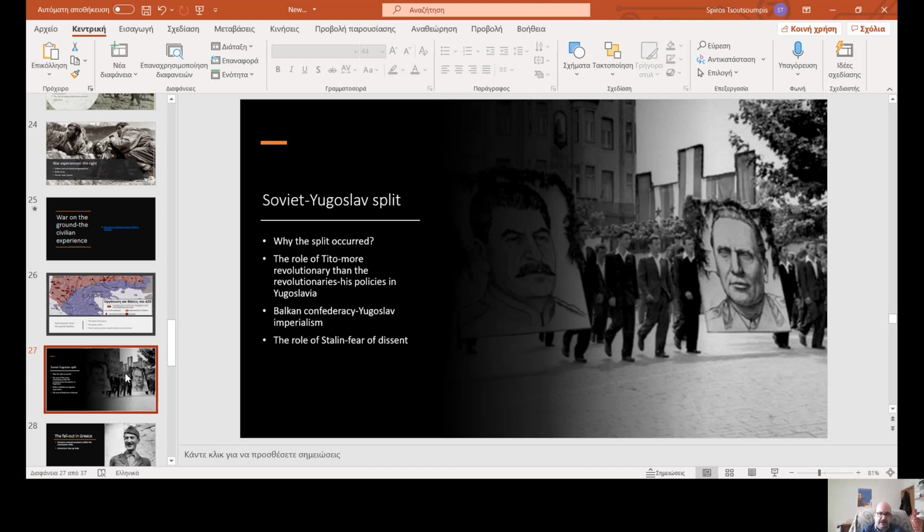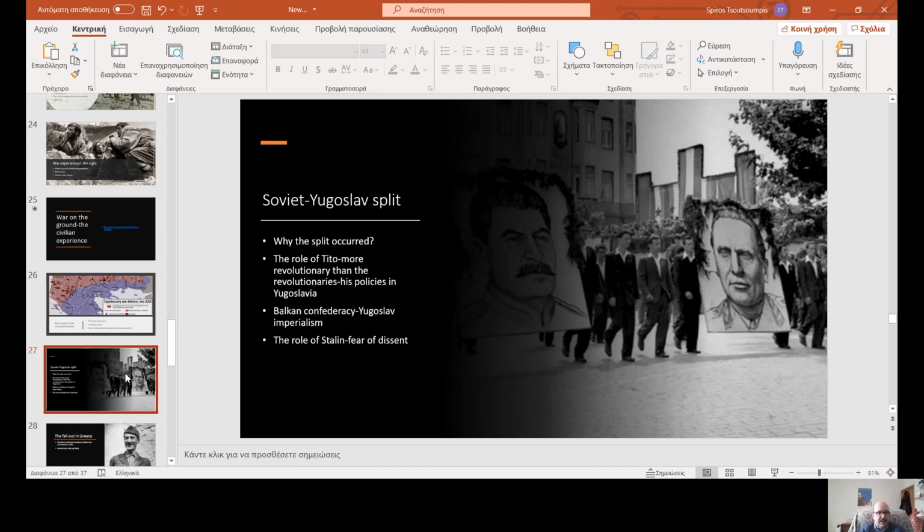But the tactics of the Greek government, in a sense, pay dividends. And even though the communist insurgents are still strong, they begin to lose ground. They begin to lose ground even more in 1948, when we have the Stalin-Tito split, the Soviet-Yugoslav split. But what was this? Tito was a committed revolutionary.